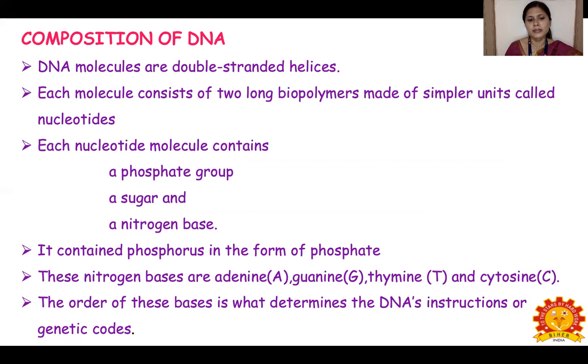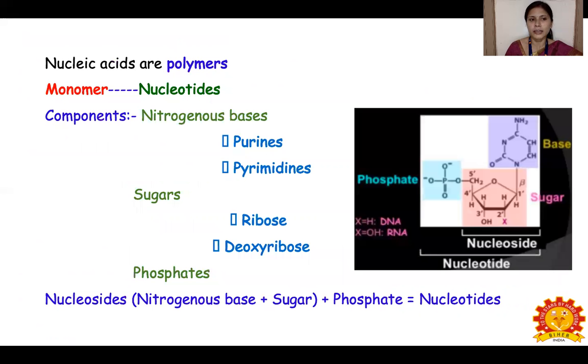The nitrogen bases are adenine, guanine, thymine, and cytosine, denoted by the short forms A, G, T, C respectively. The order of these bases determines the DNA's instructions or genetic code. They occur in different sequences, and that sequence gives the particular information.